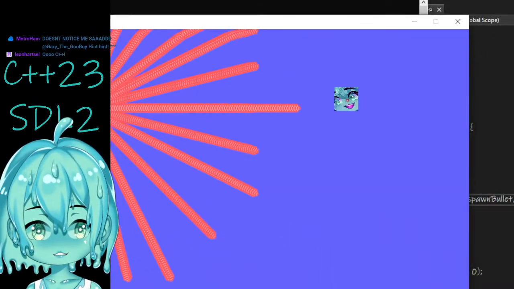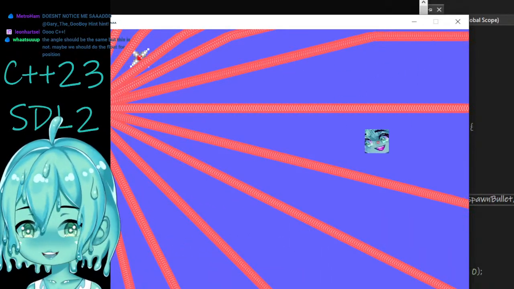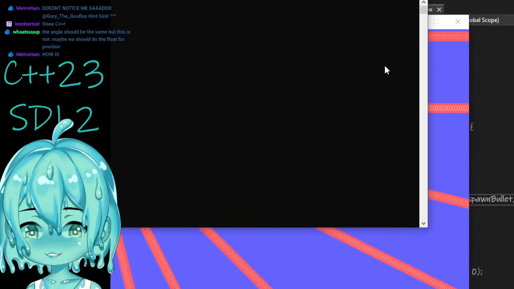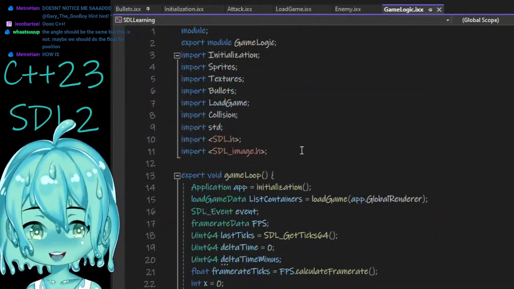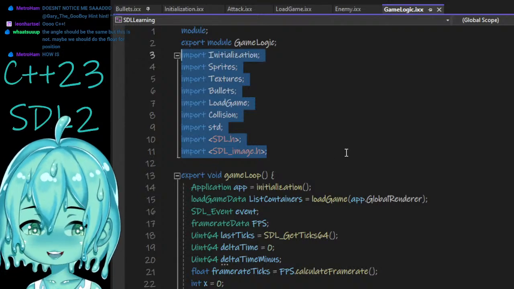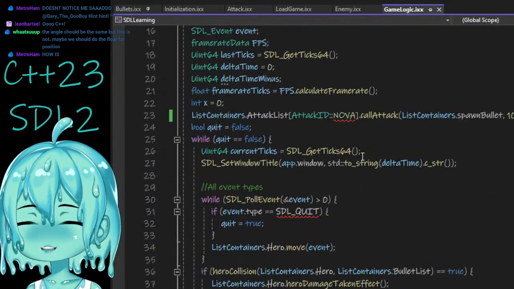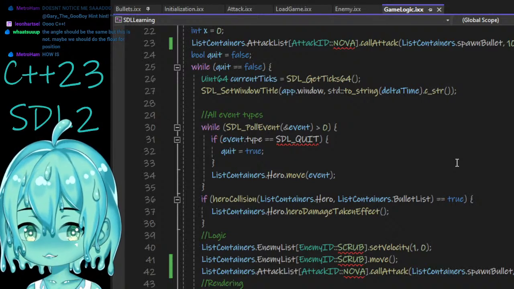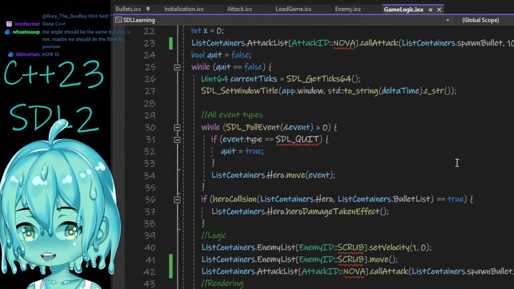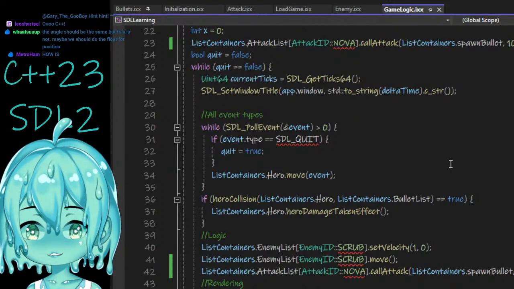Oh my gosh, I wish I could, there we go. I don't know. Ooh, C++, yes. C++23, we have modules. No naming errors anywhere. We're gonna have our own little sheet. The angle should be the same, but this is not. Maybe we should do a float for position.